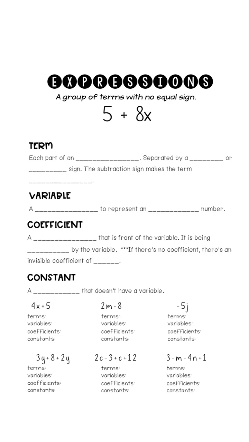We're going to talk about the different parts of expressions. An expression is a group of terms with no equal sign. Okay, what is a term? A term is each part of an expression that's separated by a plus or minus sign, or addition or subtraction sign. What's important to know is that if there's a subtraction sign, that makes the term negative.